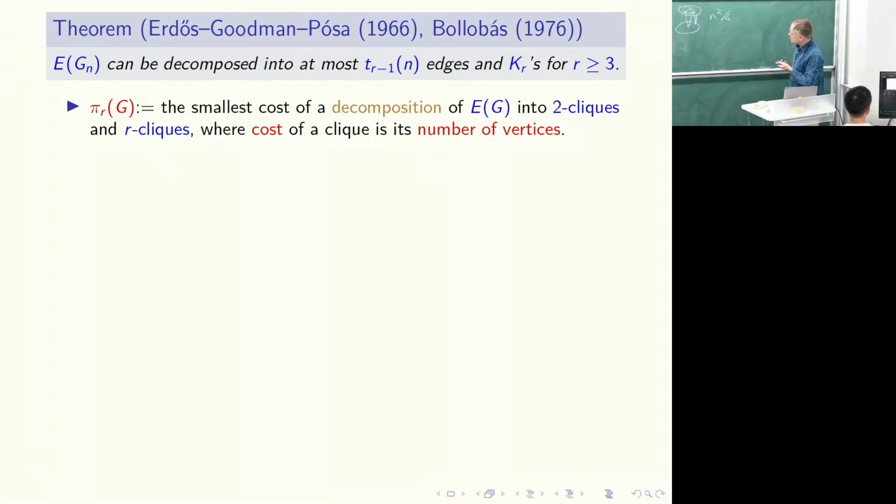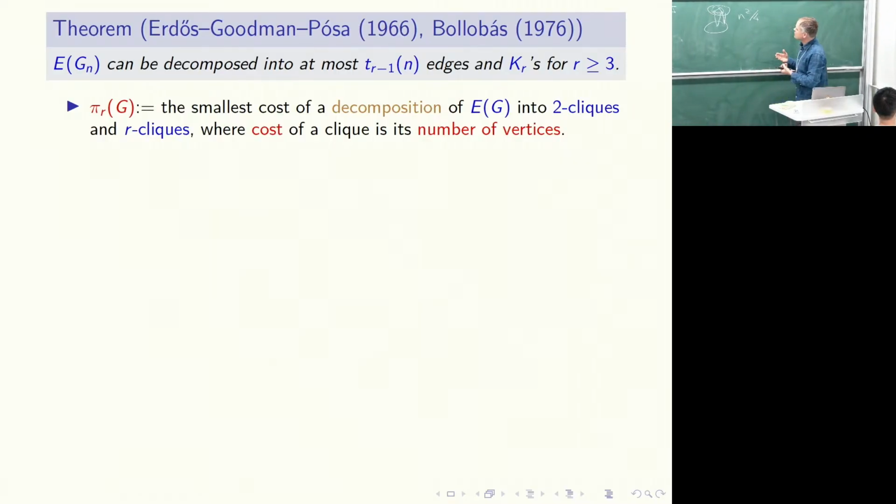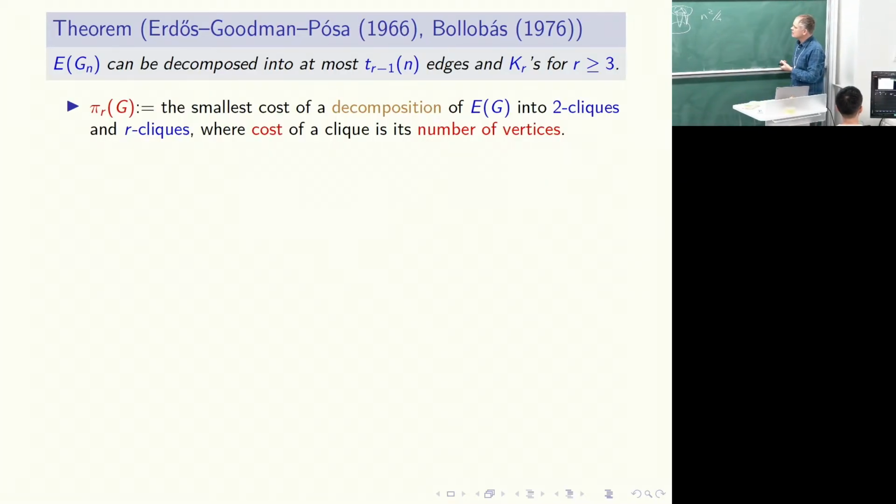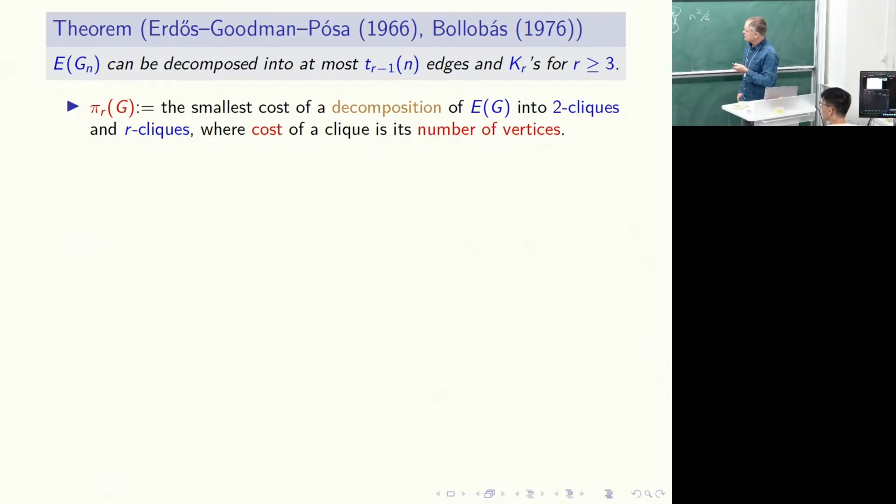So the way the problem was extended, realizing that it's somehow too cheap a way of using a large clique, is to assign a larger cost to a larger clique, and the natural way to assign a cost function is that the cost of a clique is its number of vertices.